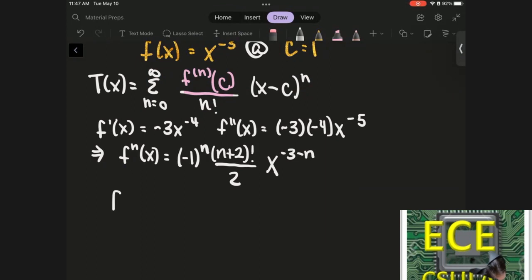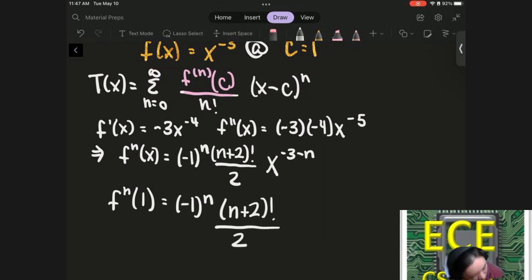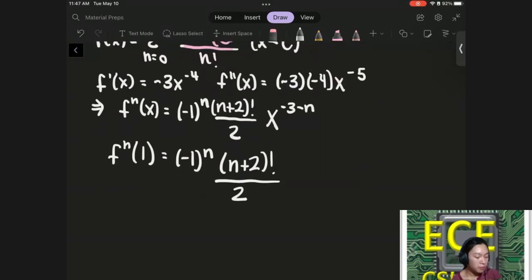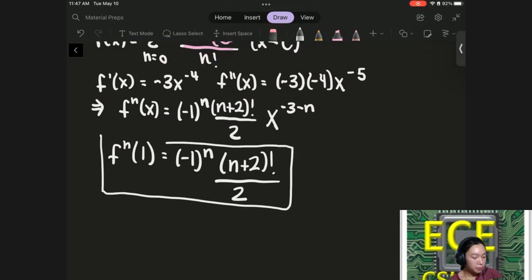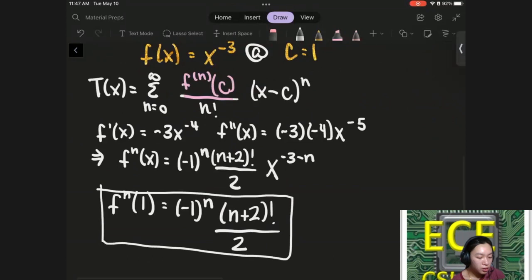And so from there, since this is centered at 1, we can plug in 1 into our x's to simplify it. So that's n plus 2 factorial all over 2 to the x. Oh, wait, that's just 1. That's just 1. Okay. So we have the first part. Bam. First part. Next part. Let's include this factorial.